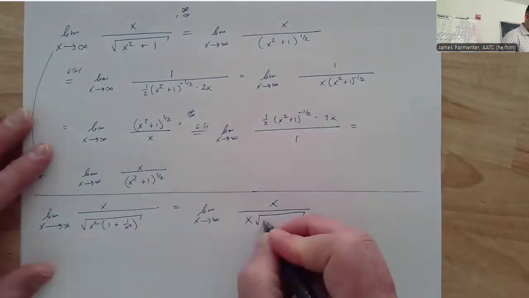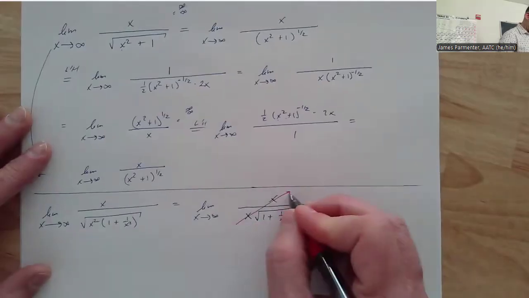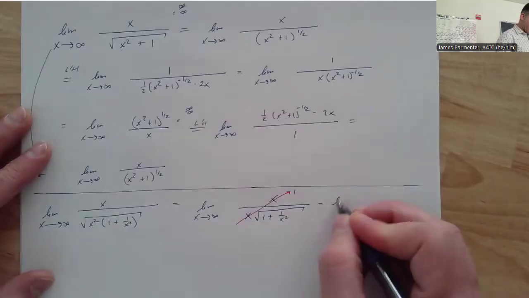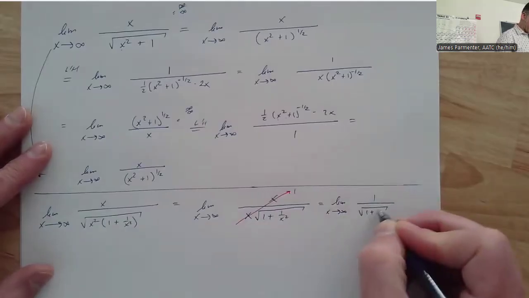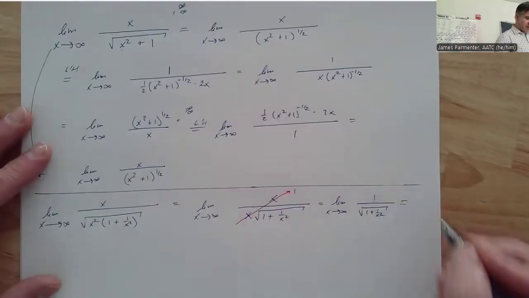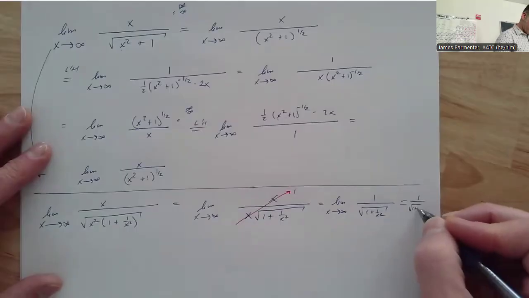Okay, check it out. The x's cancel. You get 1. You have the limit as x goes to infinity of 1 over the square root of 1 plus 1 over x squared, which ends up being 1 over the square root of 1 plus 0, which is just 1.